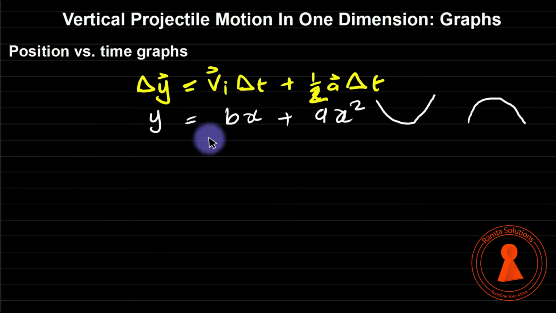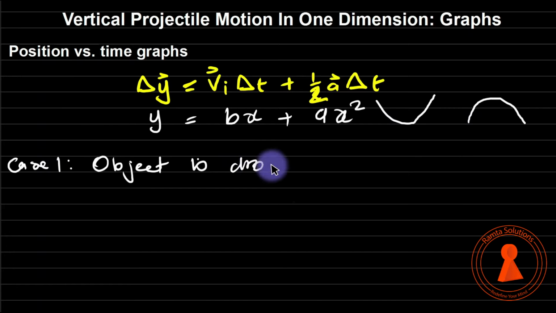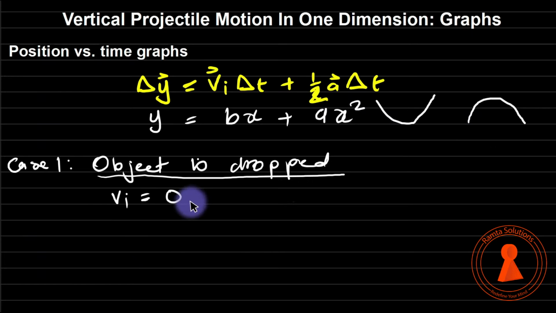We are going to look at cases like we did in velocity versus time. First, let's look at case one, which is when the object is dropped. Here the initial velocity is 0.